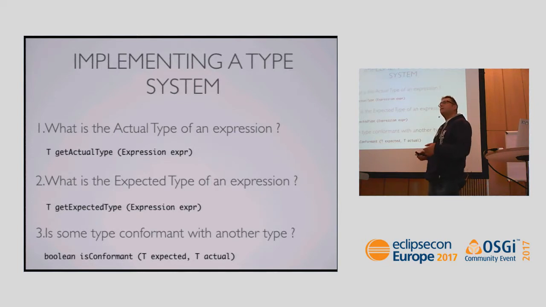Then the same, what's the expected type of that? And then a third method, do they comply? To make it very simple. And this you can check with a type validation rule. Actually, this is a good pattern, but it's nothing that you get in Xtext out of the box. So for your own expression languages, you have to rebuild something like this.